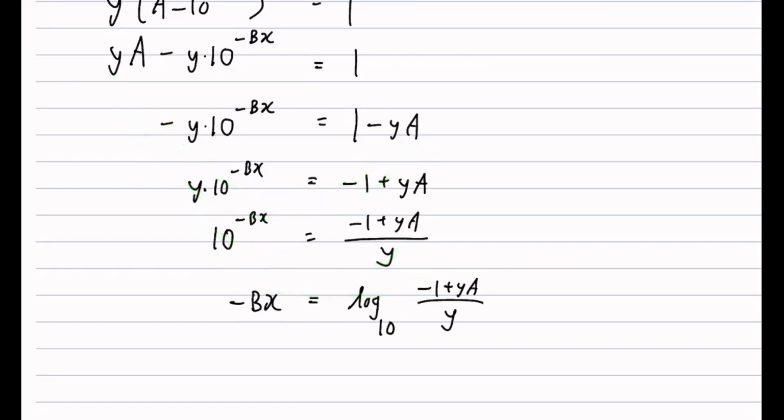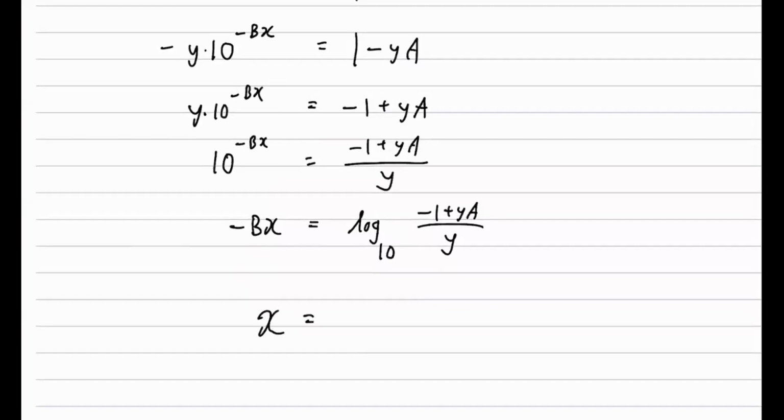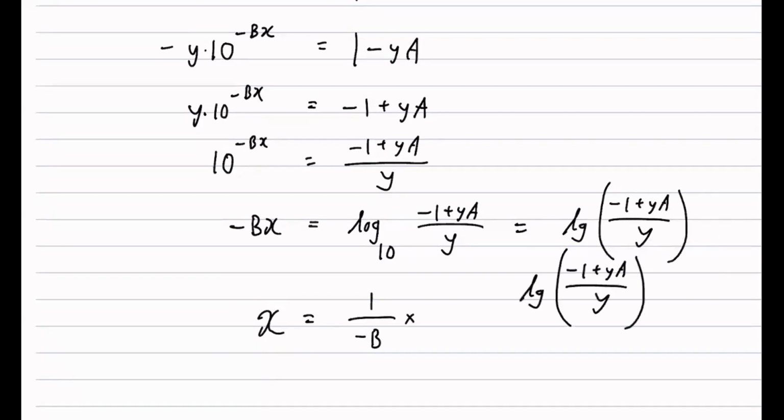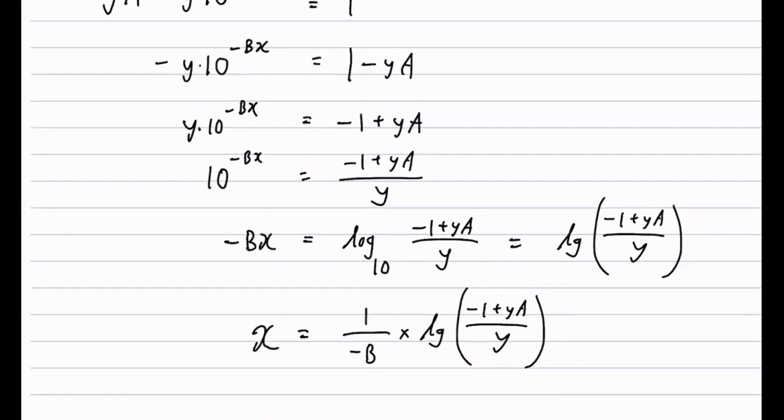Okay, so now you have negative b times x. How do you solve for x? Divide by minus b. Exactly. Then I'll just put a bracket like this, then divide by negative b. So it's 1 over negative b multiplied by lg whatever. Okay, that's how you get the answer. Just peel it layer by layer.